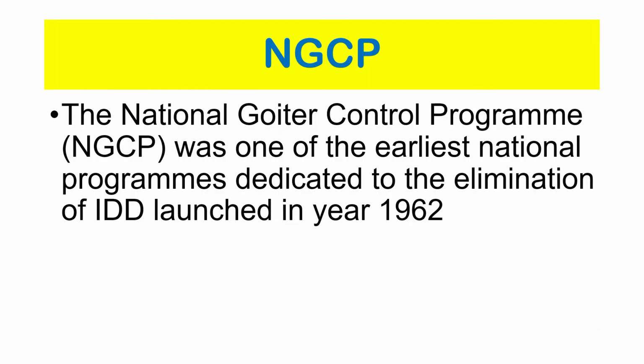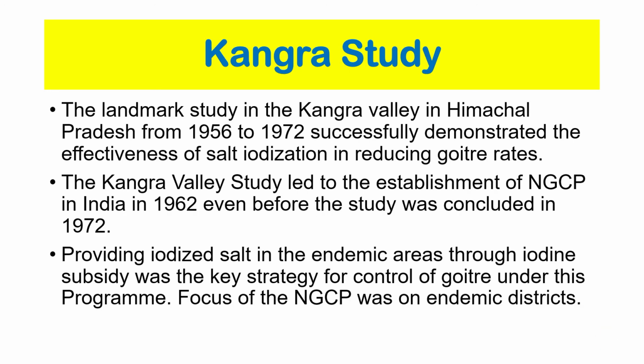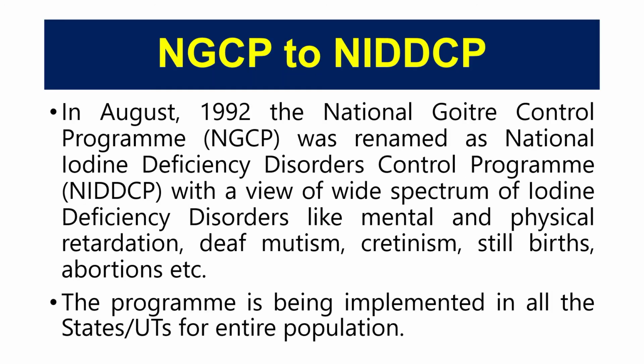The National Goiter Control Program was one of the earliest national programs dedicated to the elimination of iodine deficiency disorders, launched in 1962, but primarily it was related to control of goiter. A landmark study was conducted in Kangra Valley in Himachal Pradesh from 1956 to 1972, which demonstrated the effectiveness of salt iodization in reducing goiter rates. Based on that study, the National Goiter Control Program was formulated.